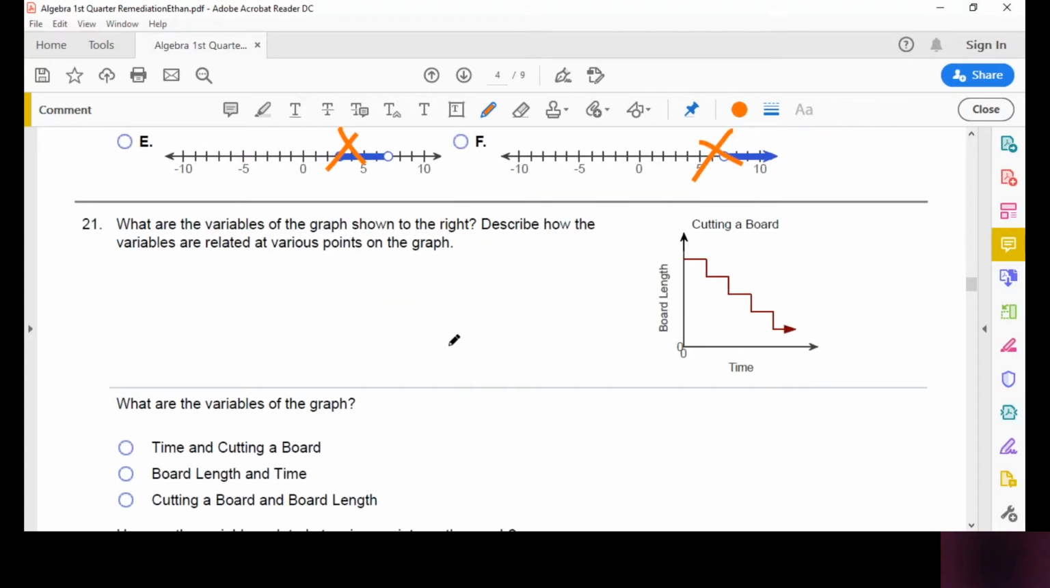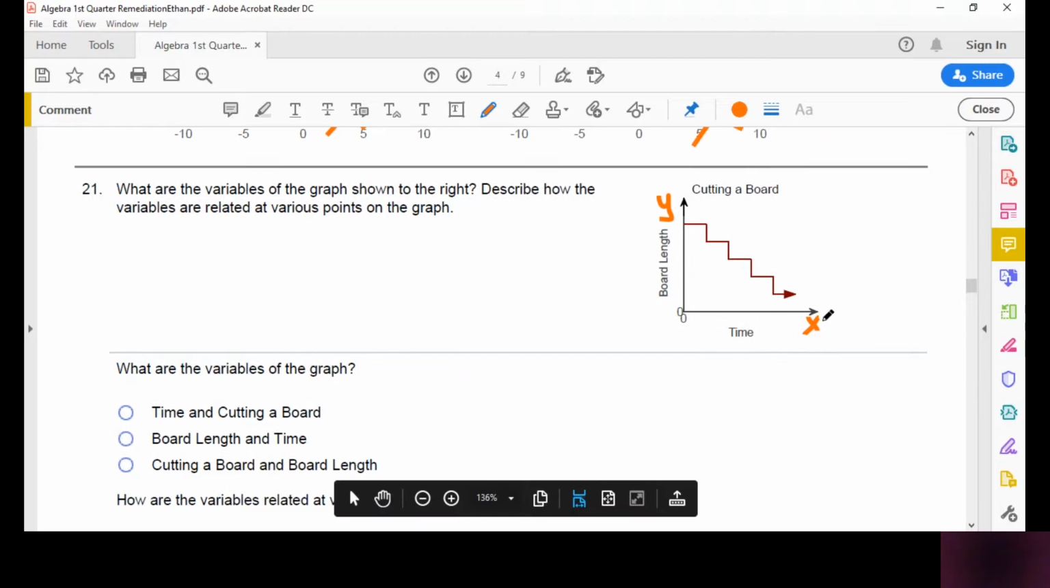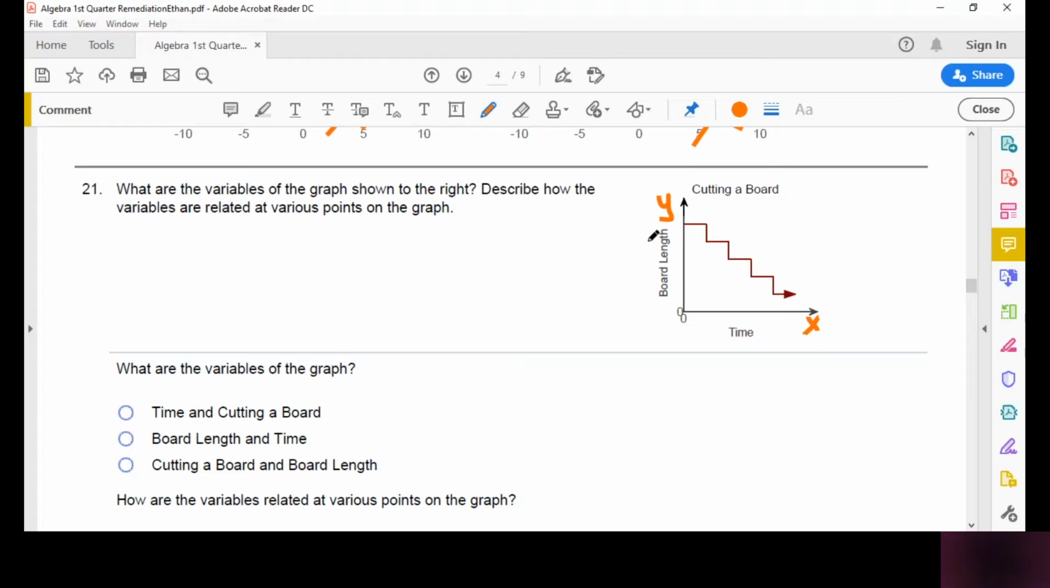Here's where we're starting to see, for the first time on 21, word problems and maybe a graph, and we have to figure out what's going on. So the first thing is they want to know, what are the variables? Anytime you see a graph, your x-axis and your y-axis are your variables. Remember, x, the independent variable, is the input, the number you'd plug in, and y is the output.